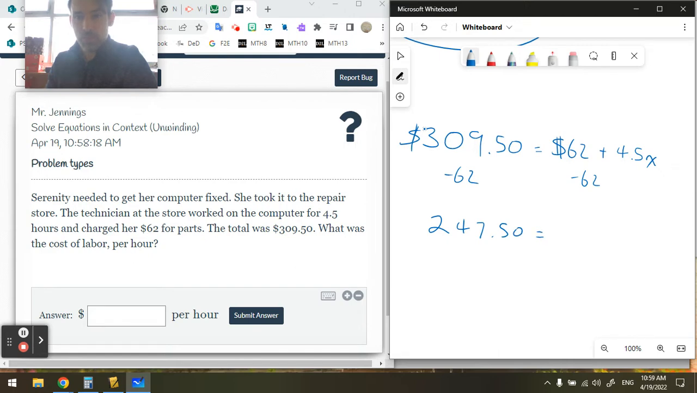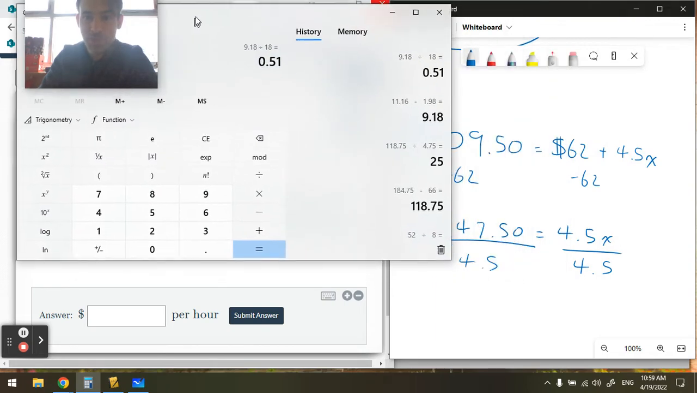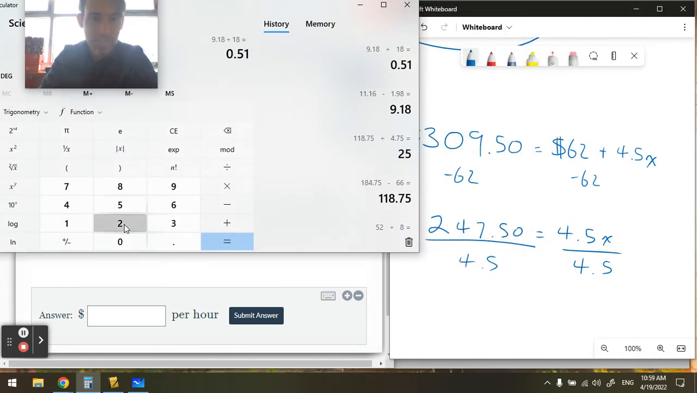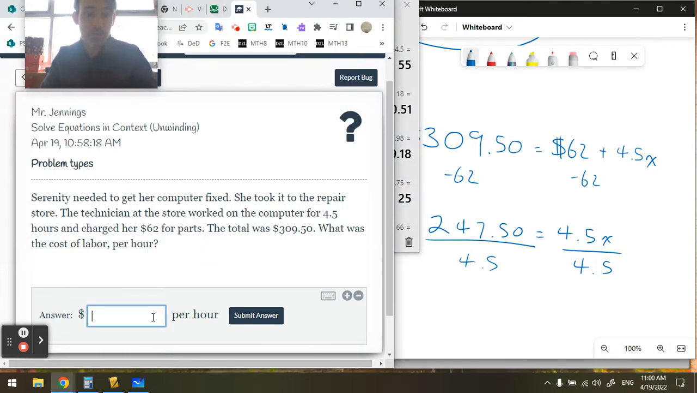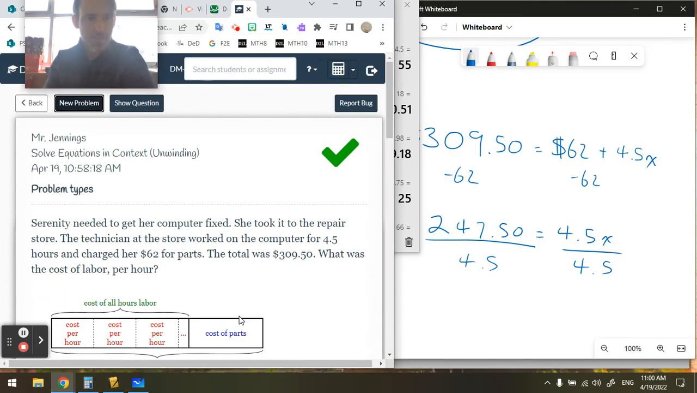Gives me 247.50 is equal to 4.5x. And now my 4.5 times tables is not very good, but I can divide both sides by 4.5. That I'm just going to do on a calculator. I'm going to move the calculator so I can see my numbers. 247.5 divided by 4.5 equals 55. Oh, someone who created this question loves Fibonacci numbers. 55 hours, submit. Yeah. And that's how we solve it.